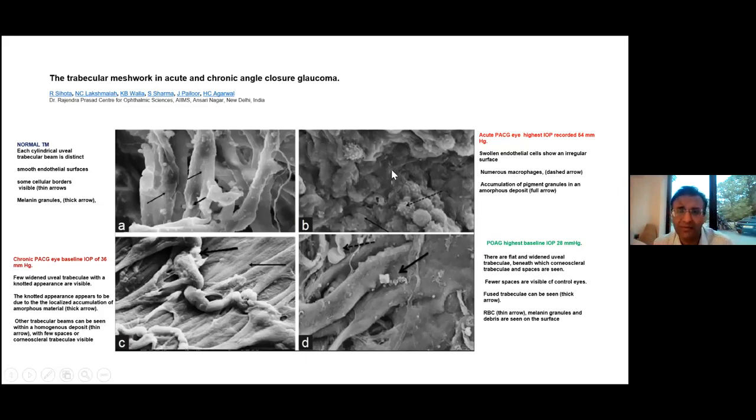But see what happens in an acute attack of an angle closure. You can see the whole architecture of the trabecular meshwork has been destroyed. You can't really see the beams.